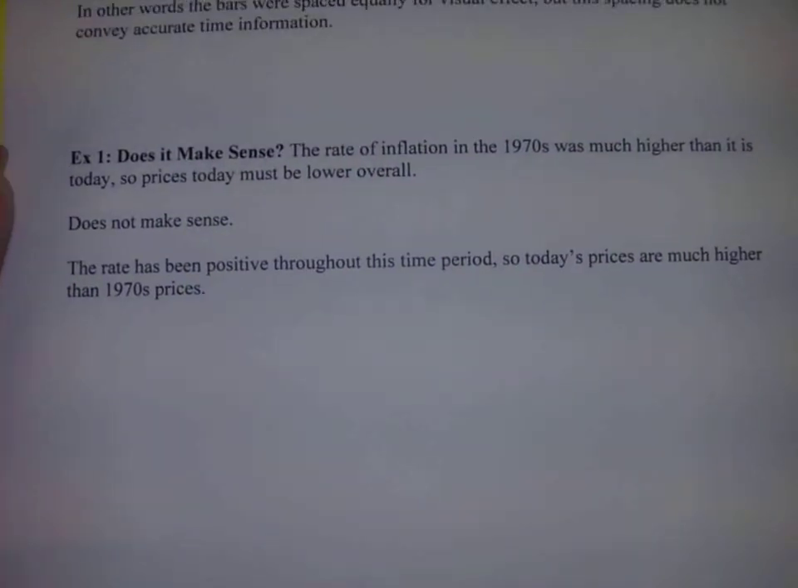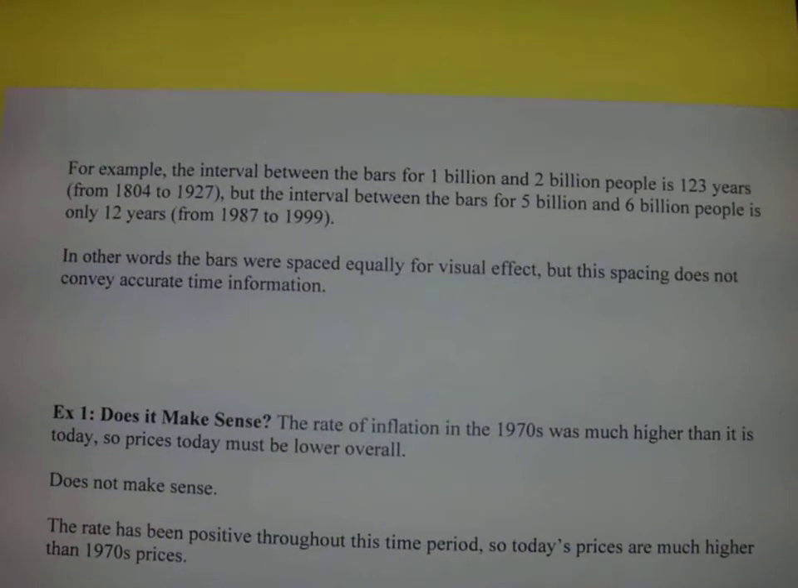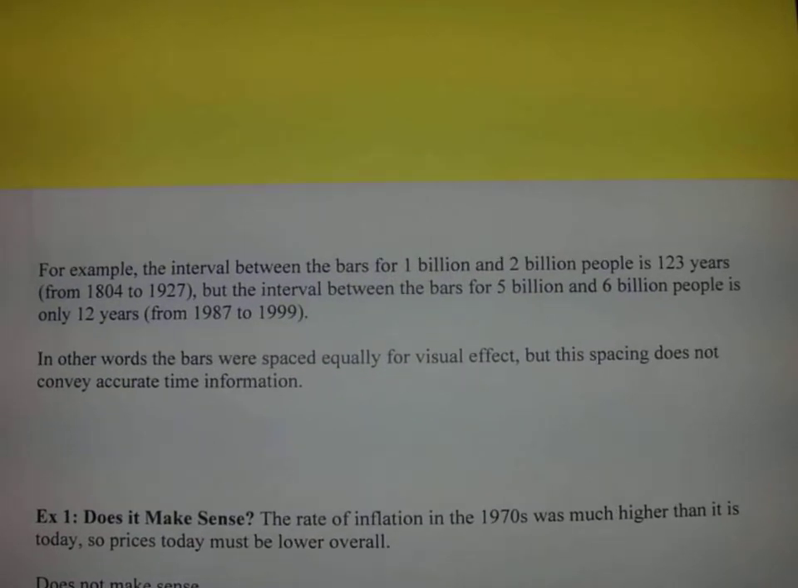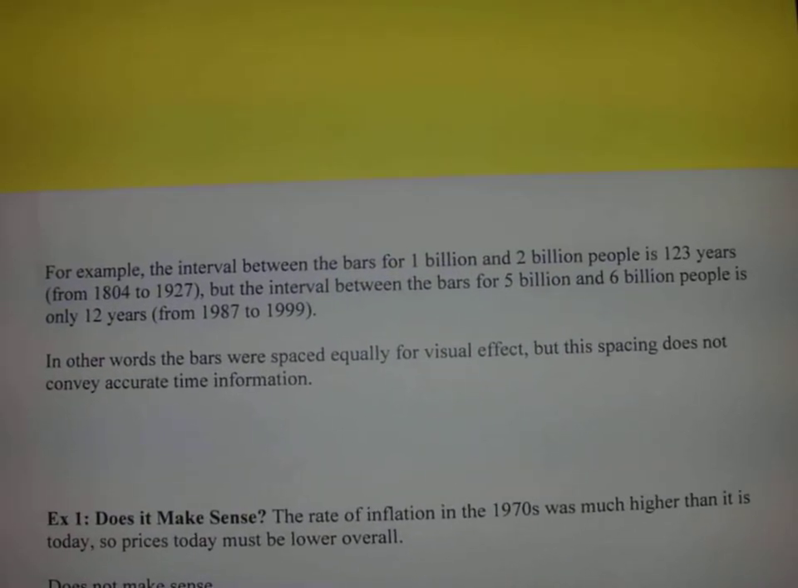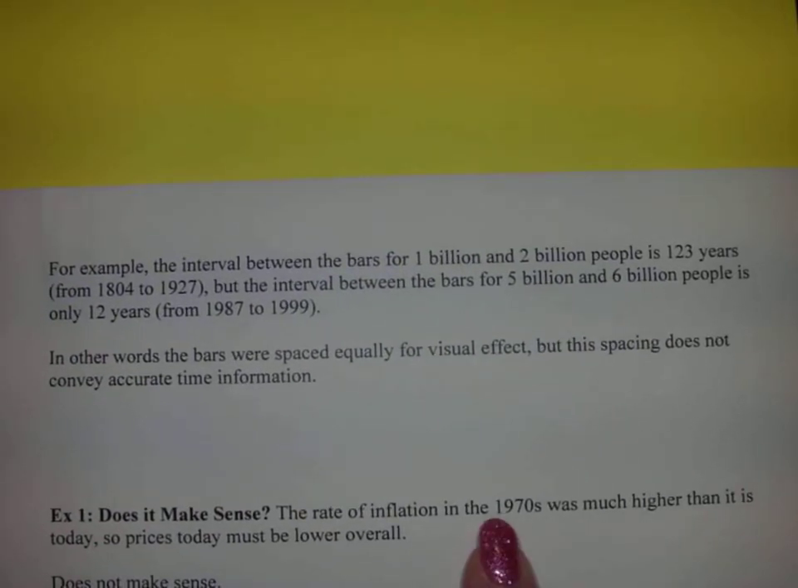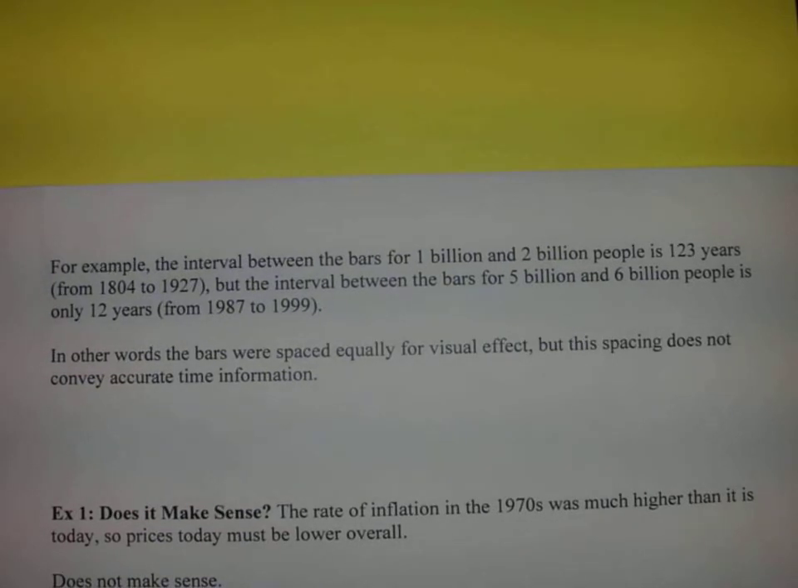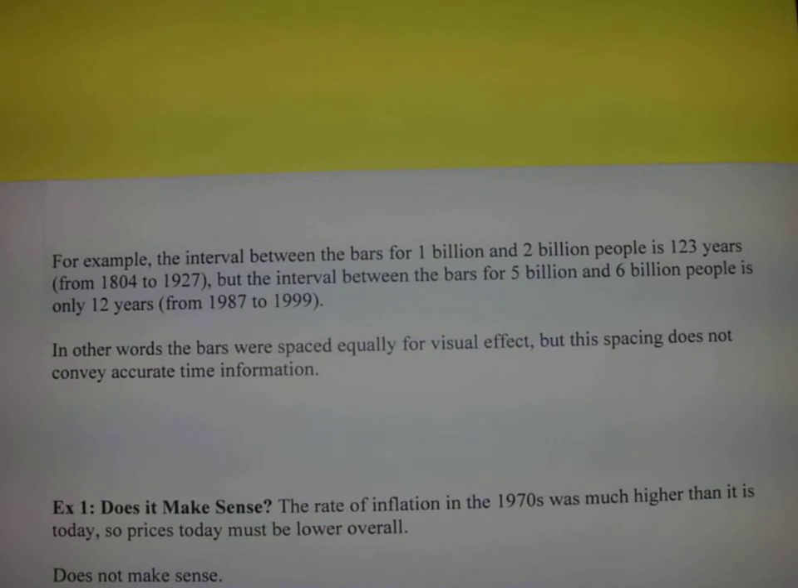All right, so we have another question here. Does it make sense? The rate of inflation in the 1970s was much higher than it is today, so prices today must be lower overall. Well, that doesn't make sense either. The rate has been positive through the time period. Today's prices are actually much higher than the 1970s.